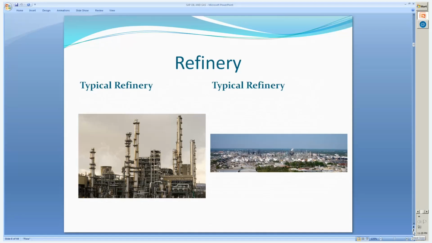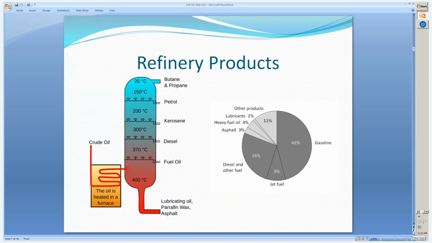A typical refinery will look something like this, which is a huge technological, manufacturing investment. Depending on the size of the production per day, the refinery will change according to the manufacturing setup. Basically, a refinery, technically speaking, is separating various products at different temperatures.